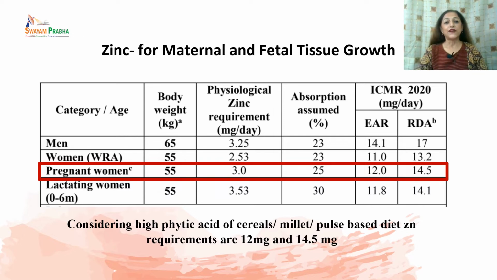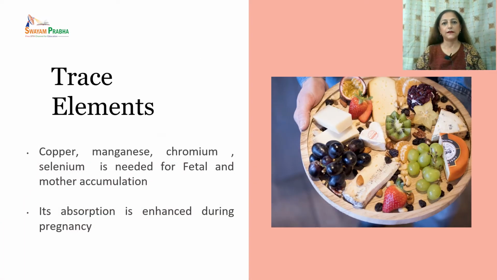So that is why the zinc requirement has been set at an absorption level of 25%. There are certain trace elements also, such as copper, manganese, chromium, selenium, which are needed for the fetal and mother accumulation. Its absorption is enhanced during the pregnancy as an adaptation process.